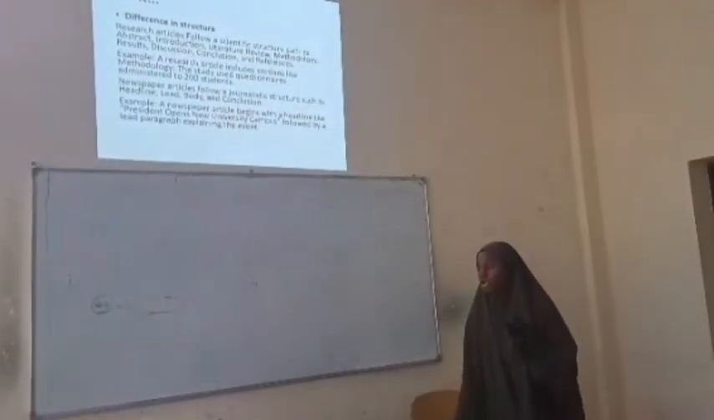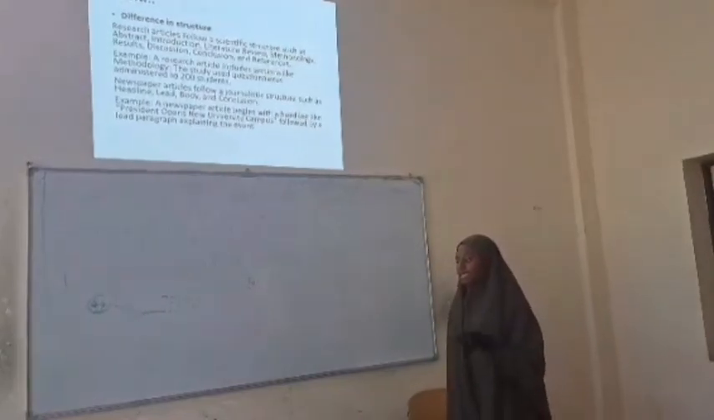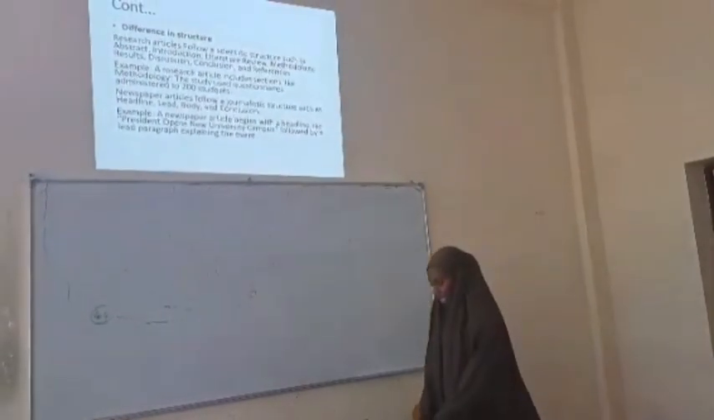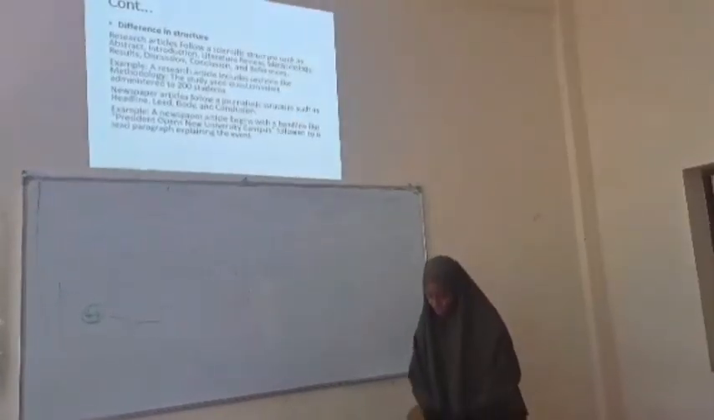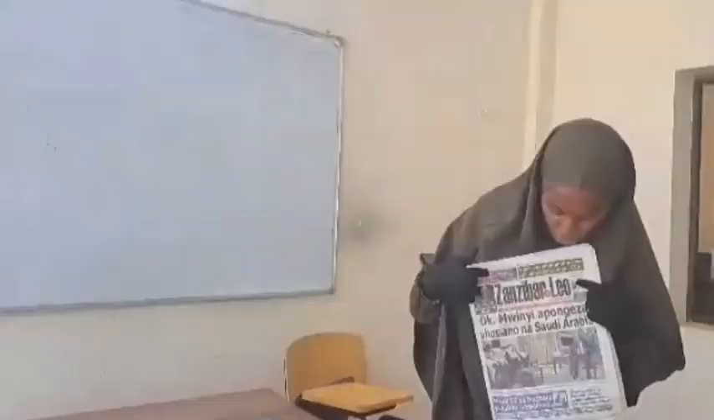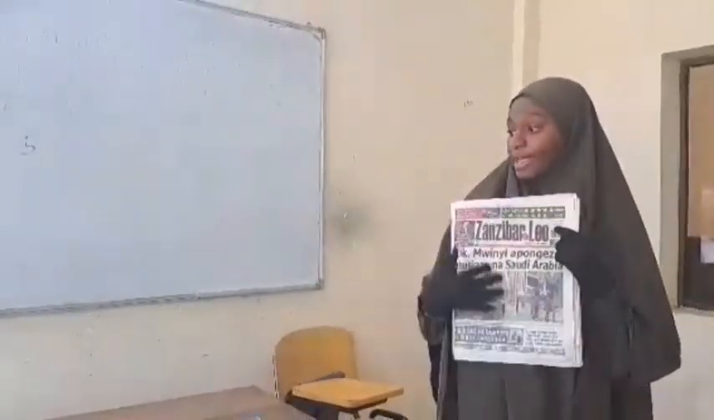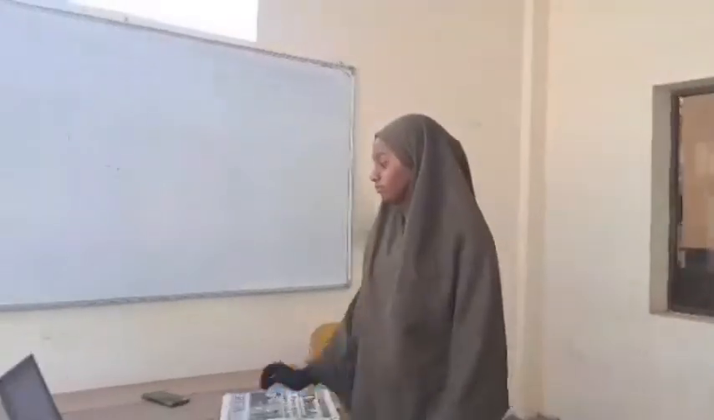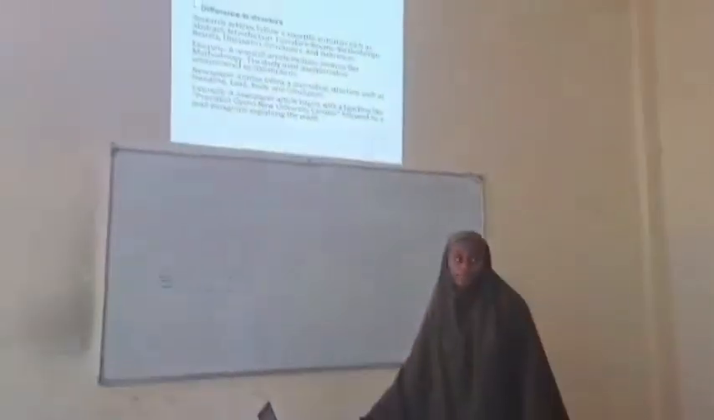A newspaper article follows a journalistic structure such as headline, lead, body, and conclusion. In a newspaper, we see the title. This is the title. There is a body and conclusion of this news. Are we clear? Yes.